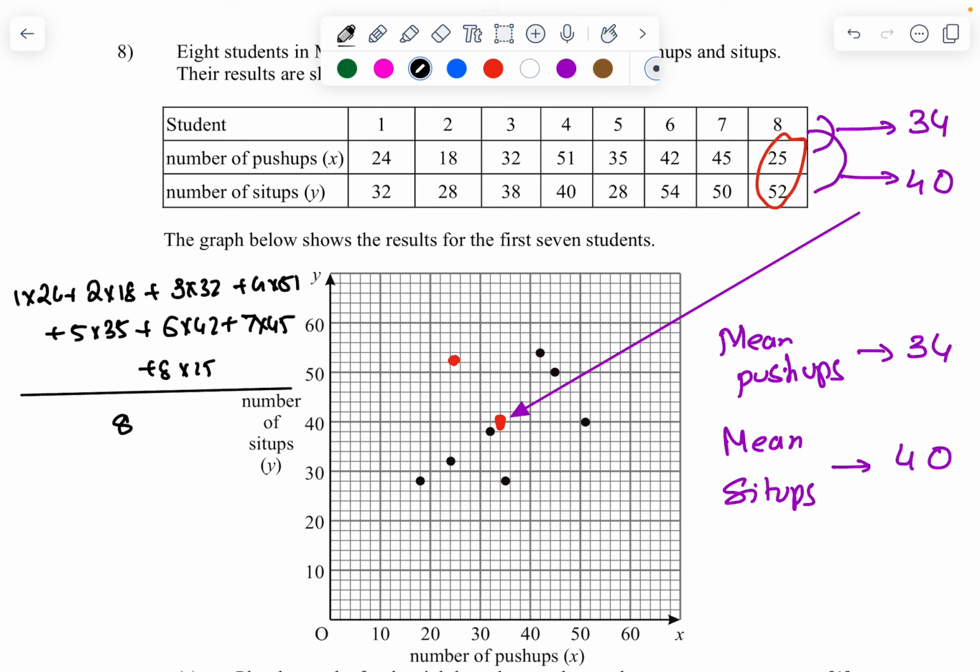So if you take the calculator and calculate the value of the mean by 1 times 24 plus 2 times 18 plus 3 times 32 plus 4 times 51 plus 5 times 35 plus 6 times 42 plus 7 times 45 plus 8 times 25, then divided by 8, that should give you the mean.